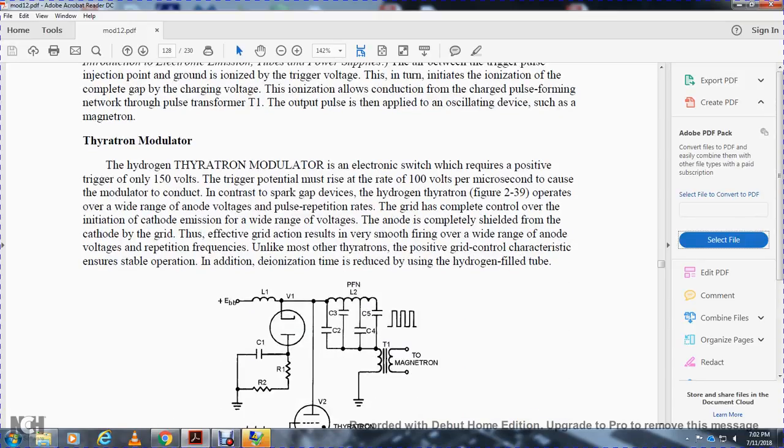The thyratron modulator. The hydrogen thyratron modulator is an electronic switch that requires a trigger pulse of only 150 volts. The trigger potential must rise at a rate of 100 volts per microsecond to cause the modulator to conduct. In contrast with the spark gap device, the hydrogen thyratron operates over a wide range of anode voltage and pulse repetition rate, with the grid controlling cathode emission over a wide range of voltage. The anode is completely shielded from the cathode by the grid. The grid action results in very smooth firing over a wide range of anode voltage and repetition frequency. Unlike most other thyratrons, it has positive grid control characteristics to ensure stable operation. In addition, the deionization time is reduced by using a hydrogen-filled tube.